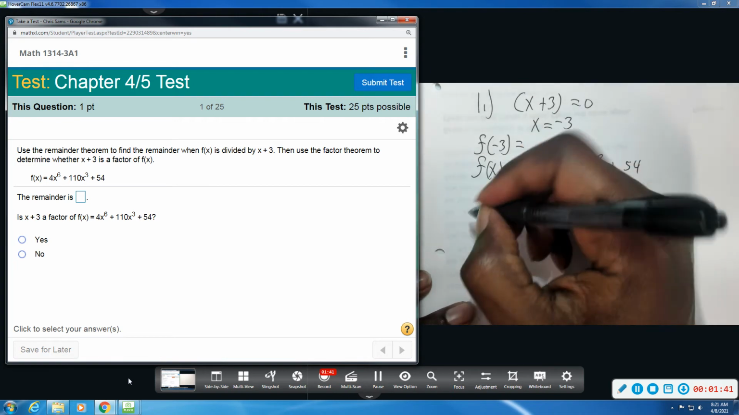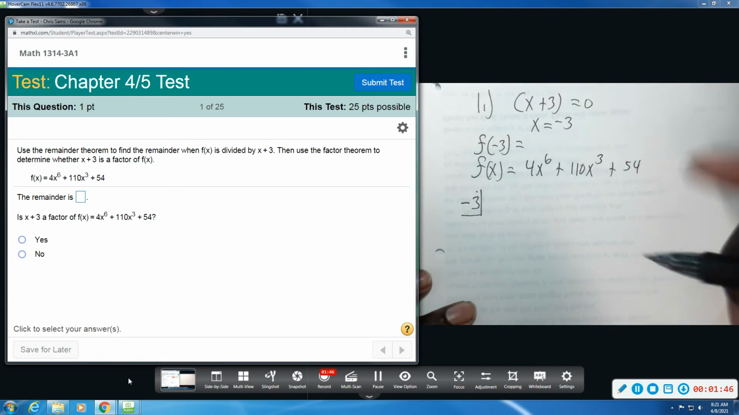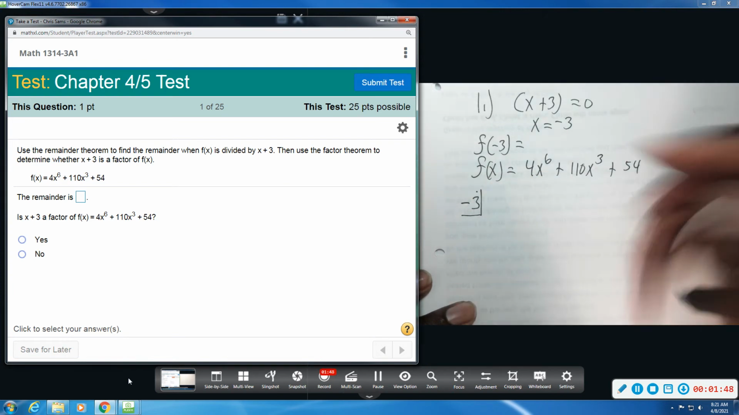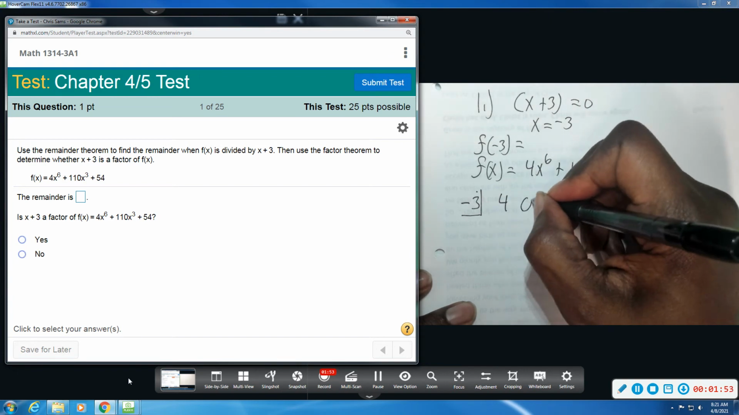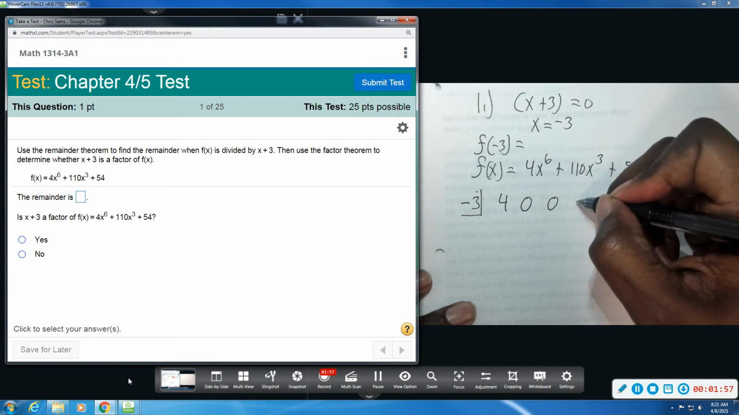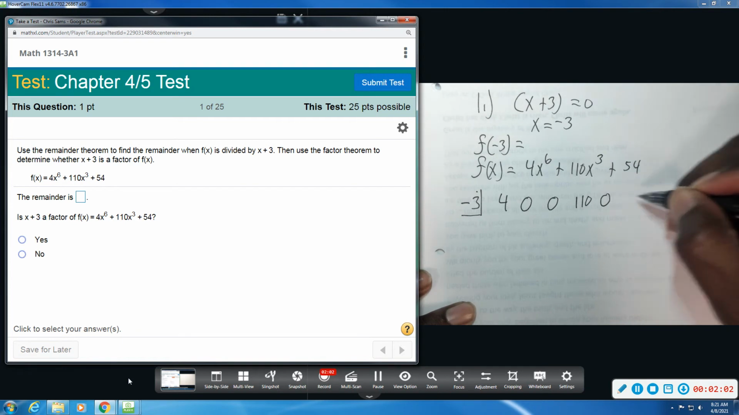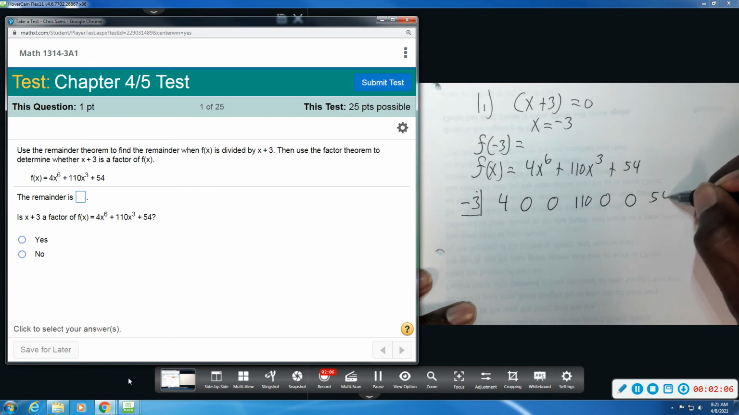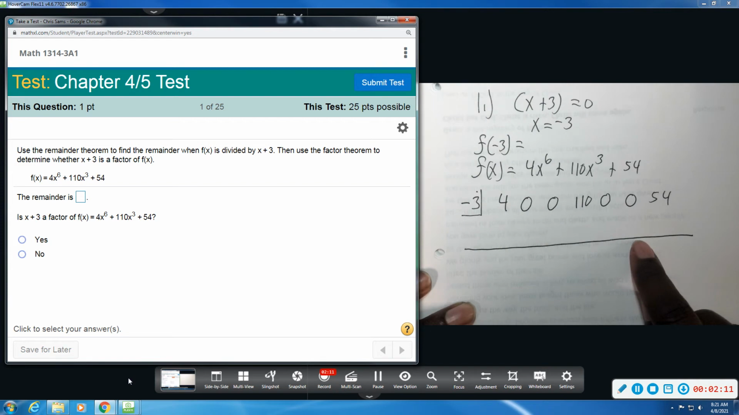So with synthetic division, negative 3 is going to be my little box number. And then when I begin listing my coefficients, I will list a 4 for the 6th power, a 0 for the 5th power, a 0 for the 4th power, and then 110 for the 3rd power, 0 for the 2nd power, 0 for the 1st power, and then 54. So you always have to be mindful of missing terms. If you do not put those zeros down, the problem will not come out correct.